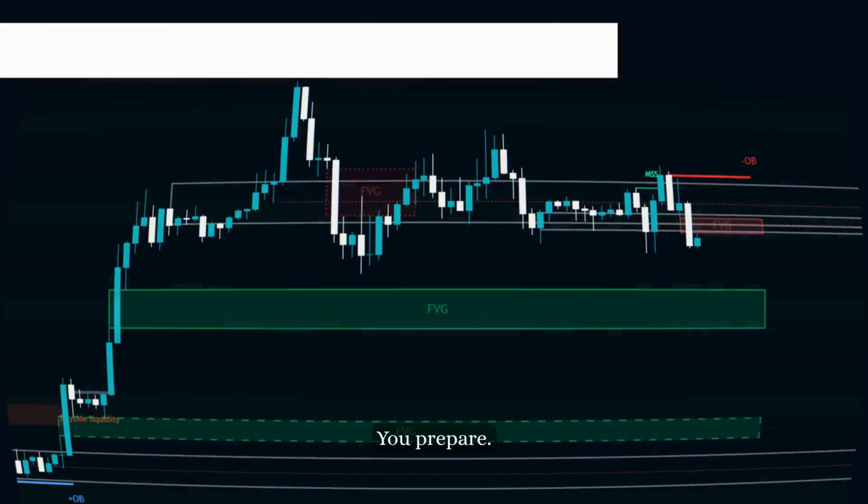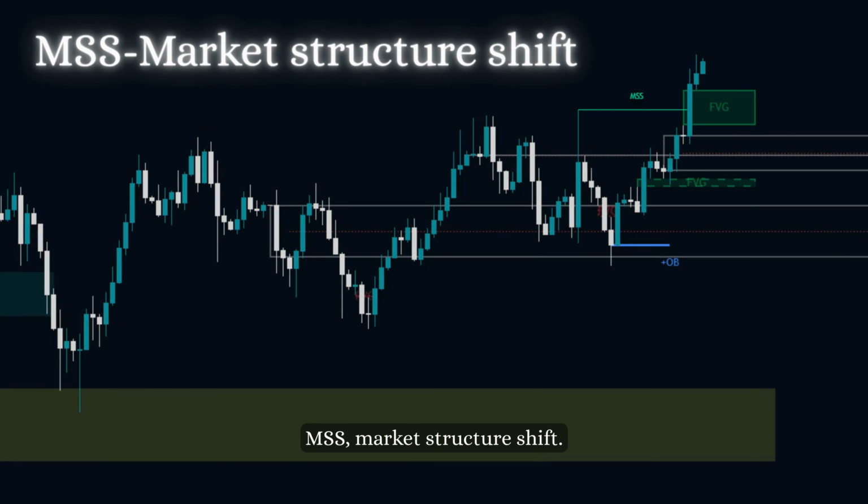MSS, market structure shift. Yes, the moment the market goes, oops, I lied. A market structure shift isn't just a break of a line. It's a full-on change in market behavior. It tells you, hey dummy, that uptrend is done. Bears just clocked in. This is your cue. Watch closely. Structure doesn't lie.